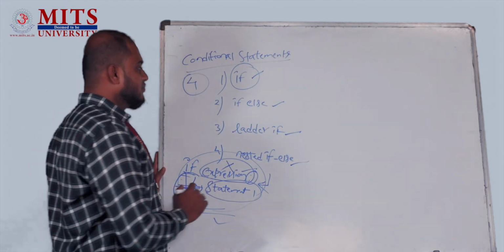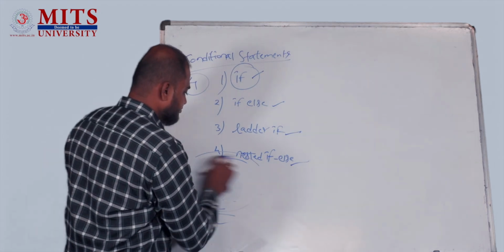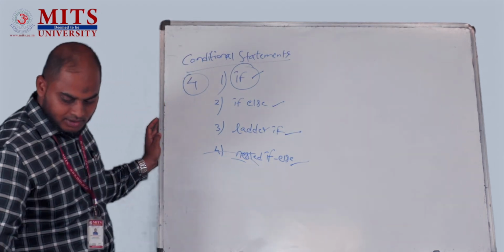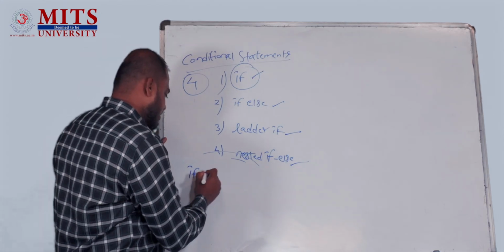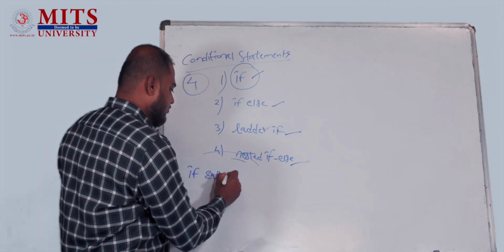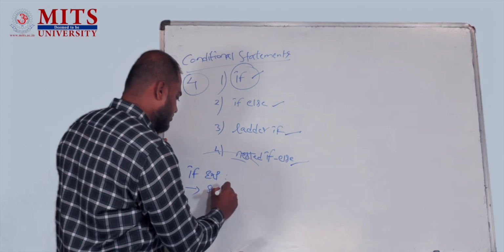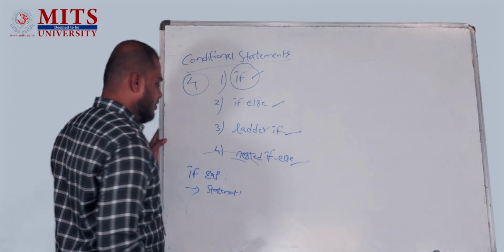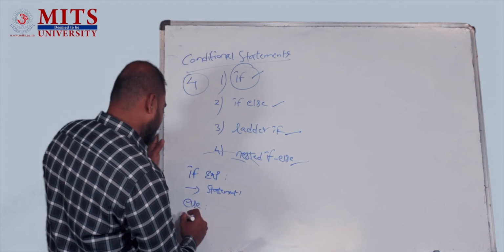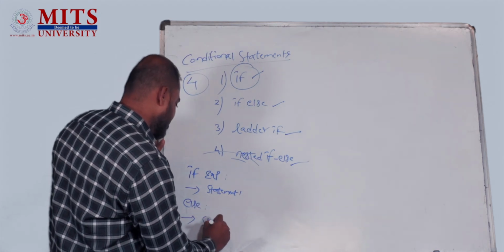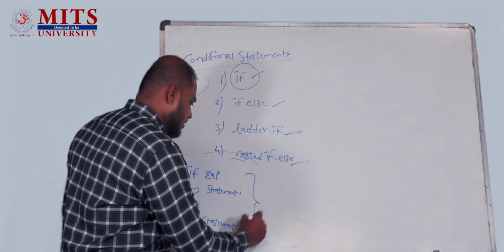Coming to the second one, called if else. The syntax of if else is like this: if, then an expression followed by a colon, then an indentation space and statement 1, and then else, followed by an indentation space and statement 2. So this is the syntax of if else.